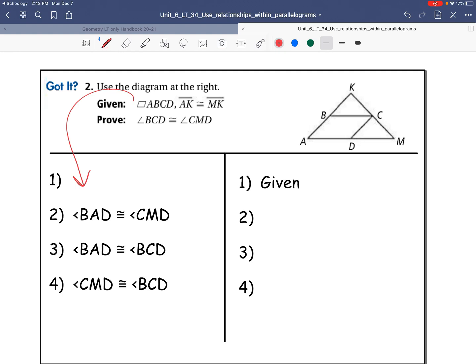All right, we're given parallelogram, and we're given that AK is congruent to MK. So what allows us to say that angle BAD is congruent to CMD? Those are base angles to the isosceles triangle AKM. So this is by the isosceles triangle theorem. And what allows you to say BAD, this angle, is congruent to BCD?